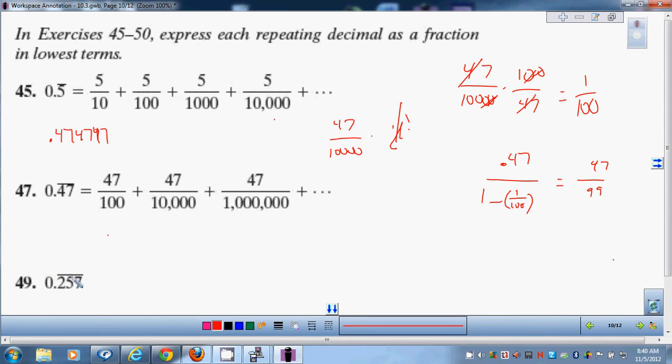If this did not have a repetend, how would you read this? 257 what? Thousandths. Here's the whole shortcut. Subtract that by 1, and reduce if you can. Any repeating decimal, if you take the part that's repeating and put it over that many 9s, you've just rewritten that repeating decimal as a fraction. I don't think that reduces. I could be wrong. Good.